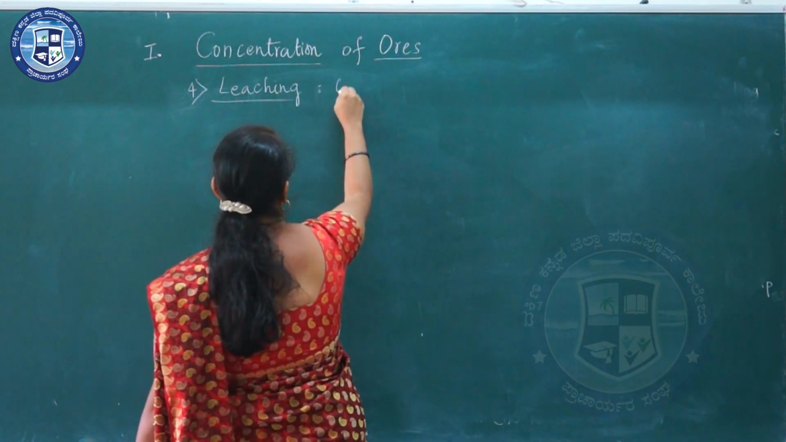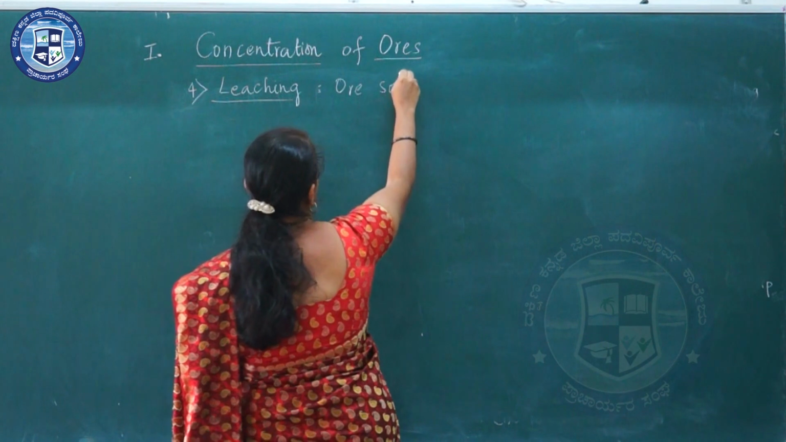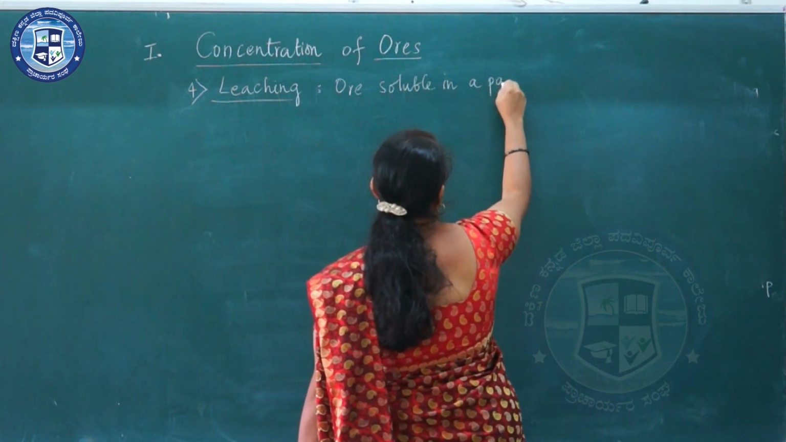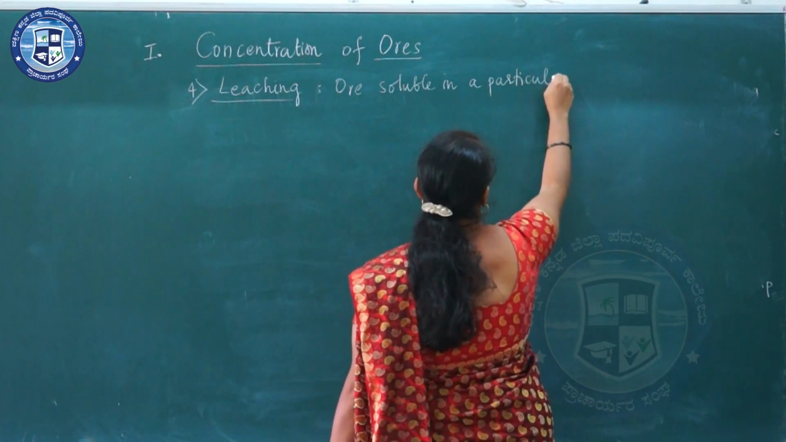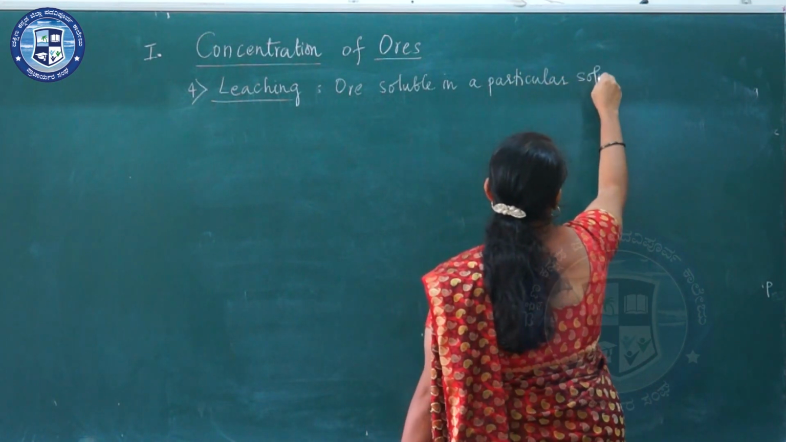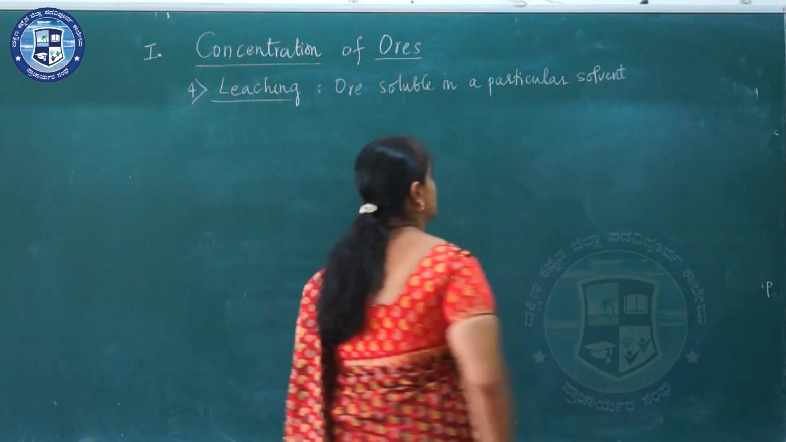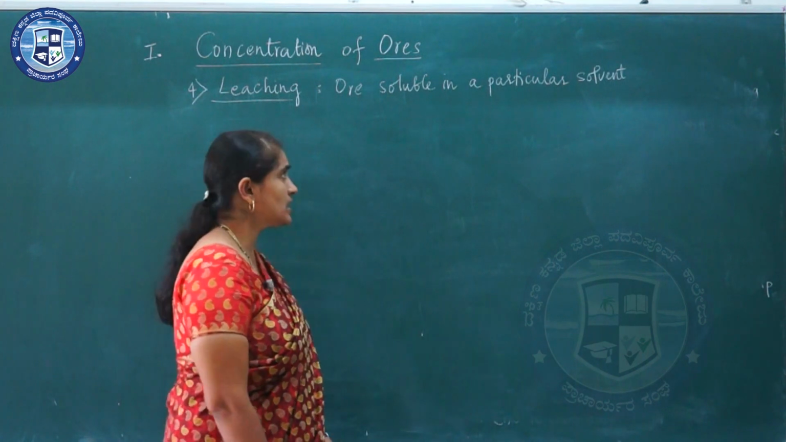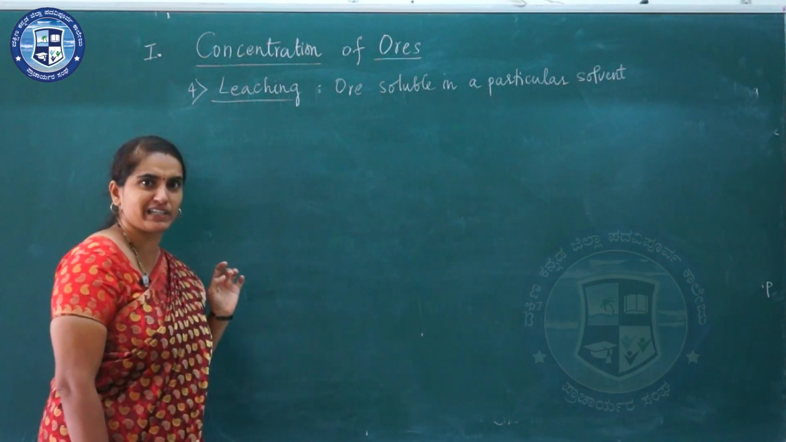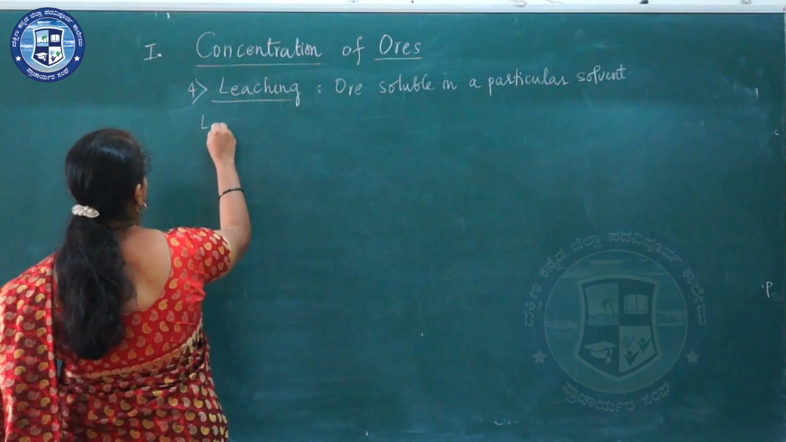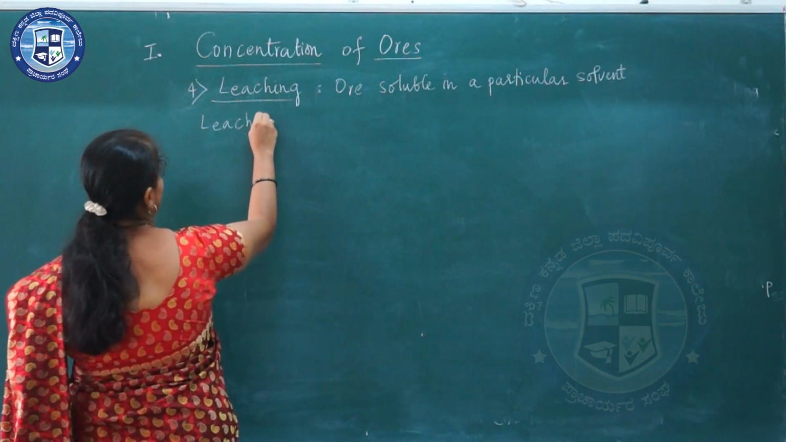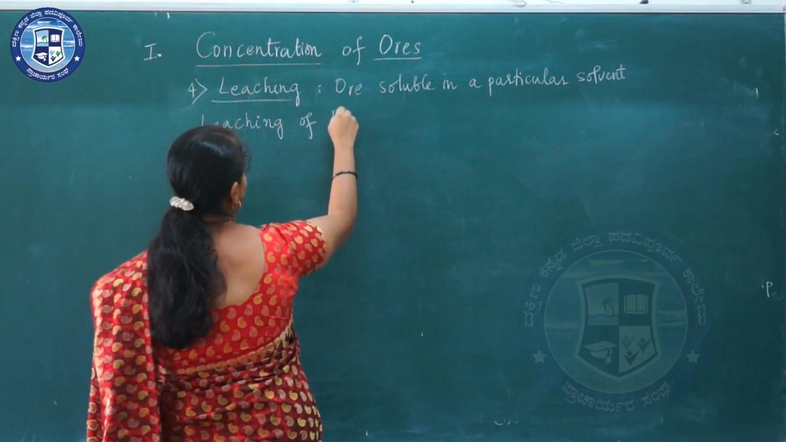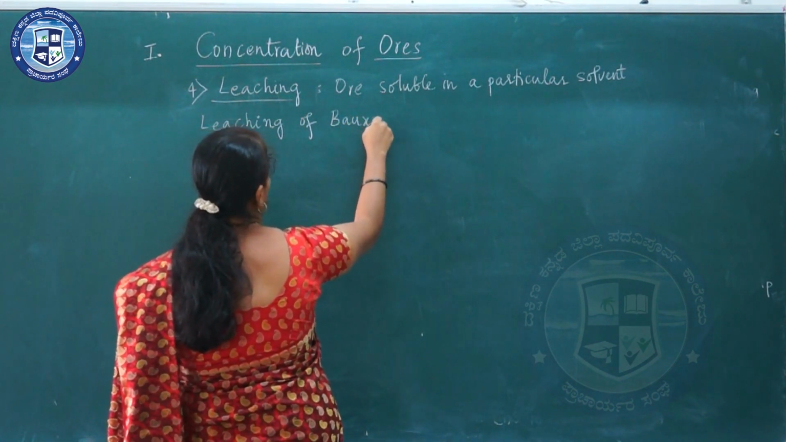So the principle is: the ore should be soluble in a particular solvent. We have to select one particular solvent in which the ore should be soluble. Now here one good example given to you is leaching of bauxite. Very important concept, as I have already said, we will be dealing with aluminium, iron, copper and zinc.